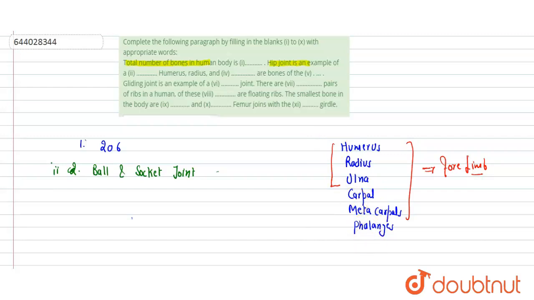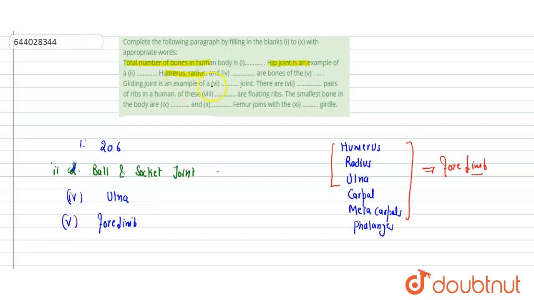So in the question, humerus, radius and blank. In the question, the third one is missing. After second, it's directly fourth. So fourth is the humerus, radius and the ulna. Ulna are the bones of the blank. Fifth would be the forelimb. These are bones of the forelimb.